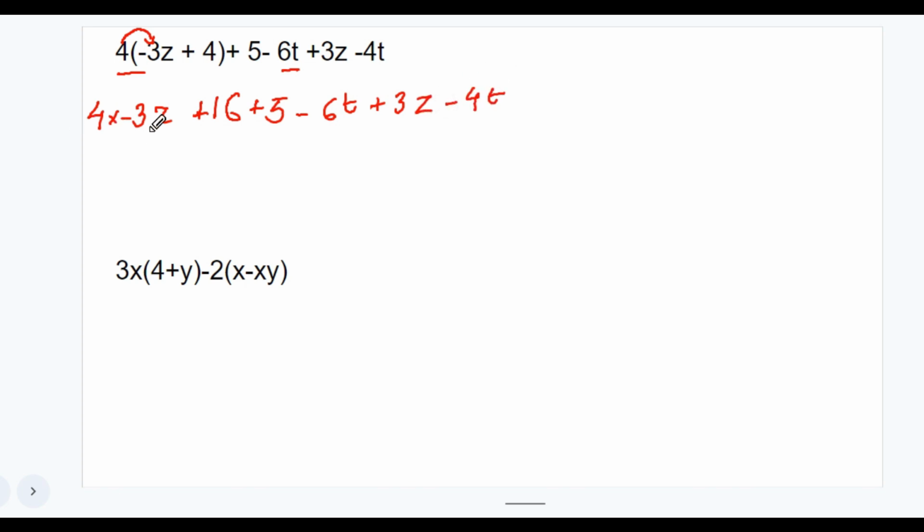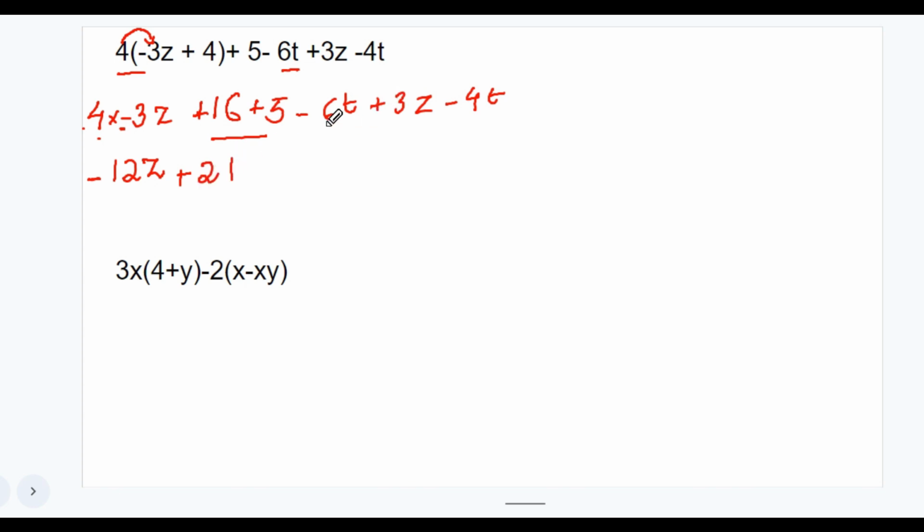Okay, now what we can do, we can multiply 4 times 3, that is 12, and z is going to remain same. But look at this minus. Minus times plus will give you minus in multiplication, right? So here now we can collect our terms, and this is plus 16 plus 5. We can add them, that's gonna give us 21.